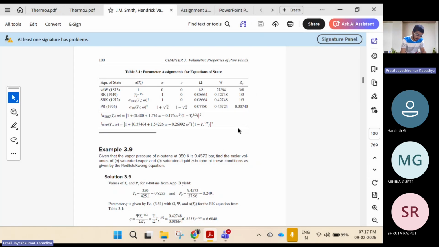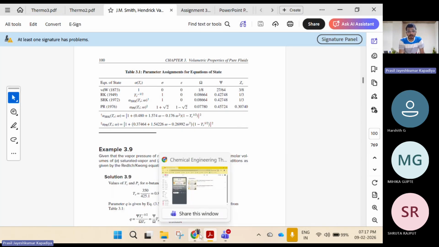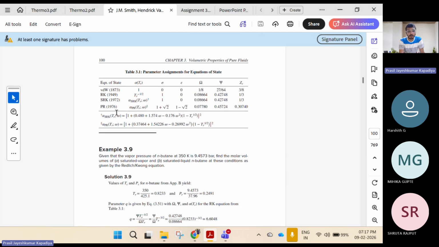There are other equations of state after that, such as the volume-translated Peng-Robinson equation of state, and so many equations of state were developed after that. Van der Waals was in 1873 and it took more than 100 years to reach from 3 by 8 to 0.307. So you see where the real problem lies.